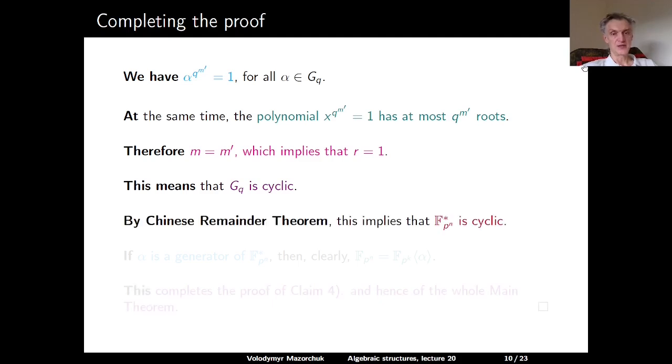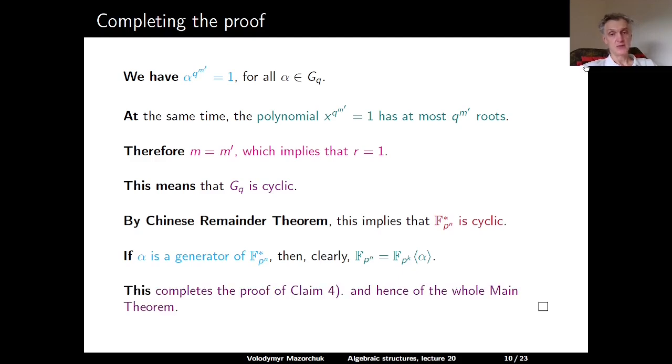And then, by the Chinese remainder theorem, this implies that the whole original abelian group F sub p to the power n star is cyclic. So we have proved that the multiplicative group of a finite field is cyclic. And of course, if we take any generator of this group, then we can get the bigger field by adjoining this unique generator to the smaller field. And this completes the proof of claim 4, and hence of the whole main theorem.